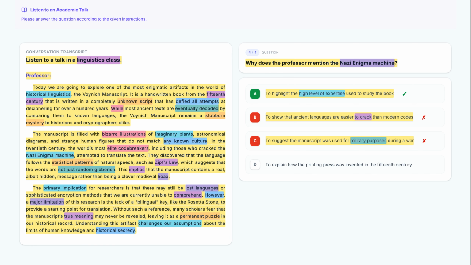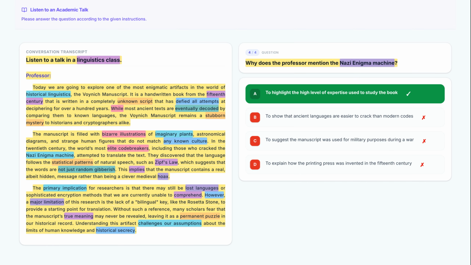Finally, let's look at option D. To explain how the printing press was invented in the 15th century. The printing press is not mentioned at all in the lecture. This option is a random distractor unrelated to the Enigma machine or the manuscript. Therefore, the correct choice is option A because the Enigma reference serves to illustrate the caliber of researchers who have attempted the task.